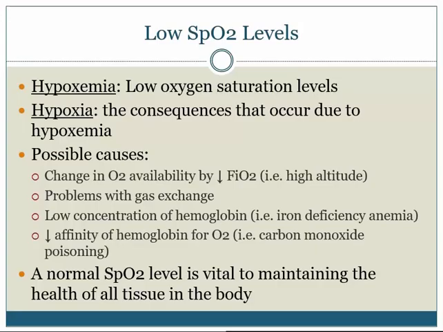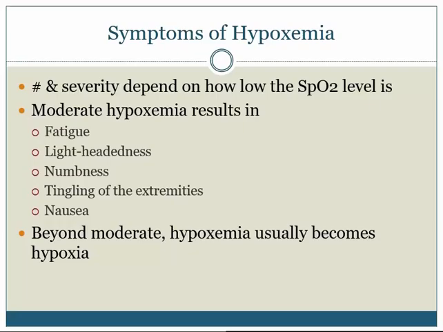Overall, though, we should know that a normal SpO2 or a normal oxygen saturation is absolutely vital to maintain normal, healthy functioning of all the tissues in our body. The number of symptoms of hypoxemia that you see, and the severity of them, really depend on and relate to the patient's SpO2 level. In moderate hypoxemia, you might see that they become tired easily, they might be lightheaded, they might feel some numbness or tingling in their extremities, they might become a little bit nauseous.